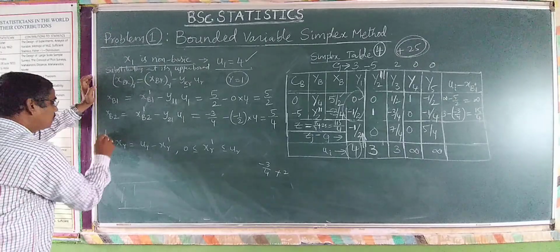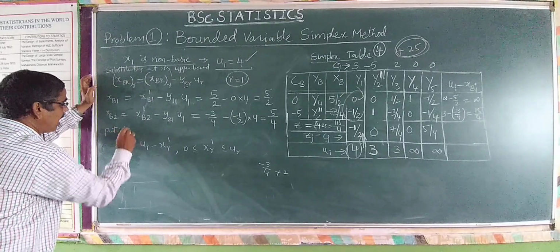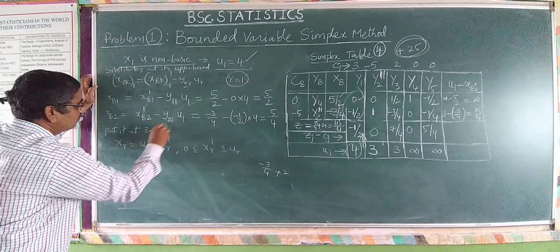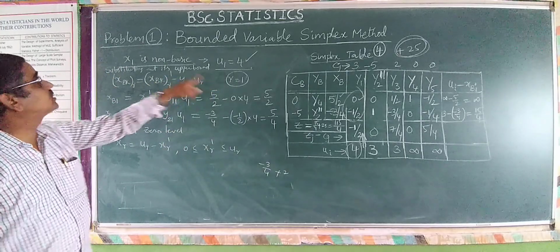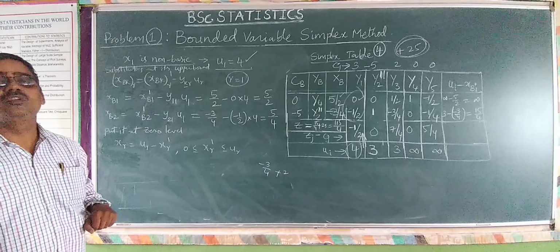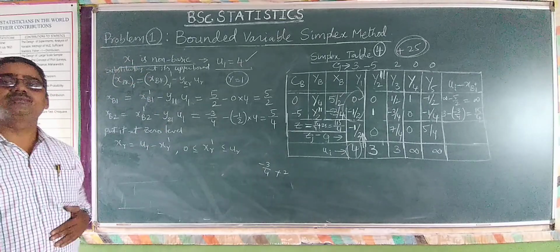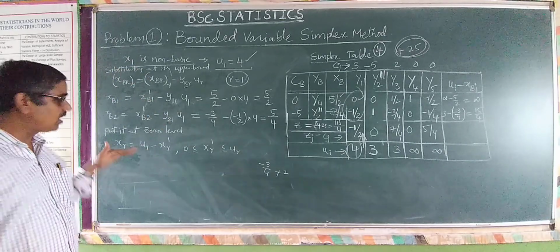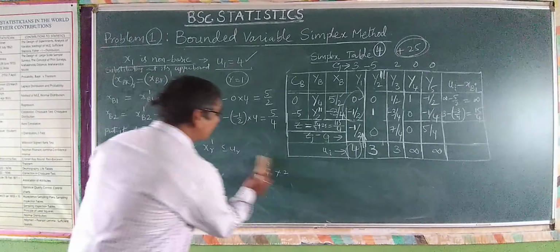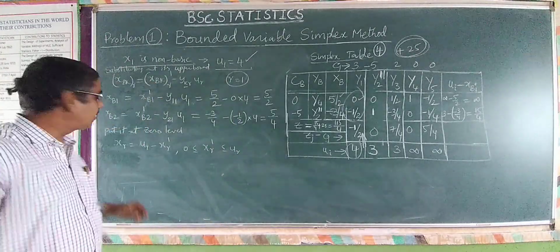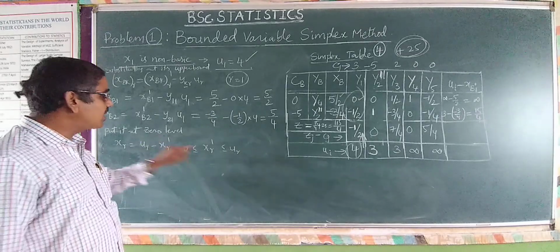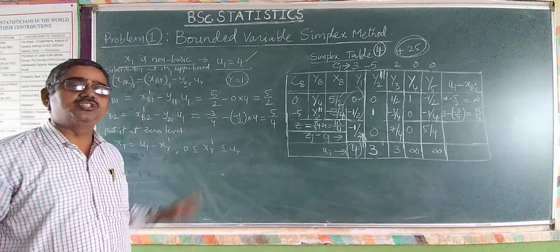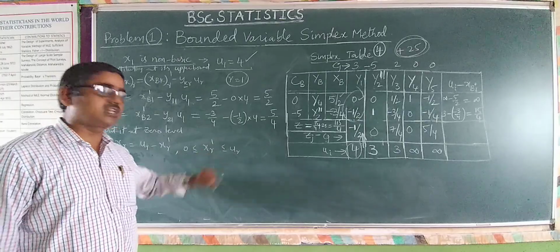Now put it at 0 level. Which particular one? X1, the variable x1. X1 is non-basic. For this variable we are doing this. So for this variable, further we have to put it at 0 level, which means we write the formula xr is equal to ur minus xr dash, where xr dash lies between 0 and ur. 0 less than or equal to xr dash less than or equal to ur.